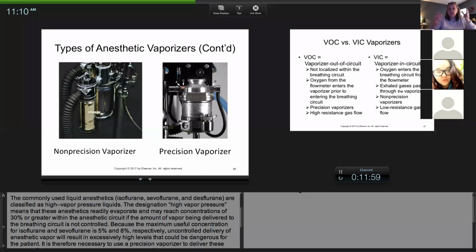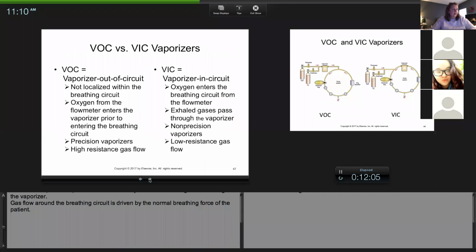Again, this is where is the vaporizer within the diagram, and again, here's a better kind of explanation. So right here, VOC is a vaporizer out of circuit. It's not in the breathing circuit. Oxygen goes from the flow meter into the vaporizer, then it goes from the vaporizer to the breathing circuit. And this is why they're called precision vaporizers, because you can deliver a precise amount.